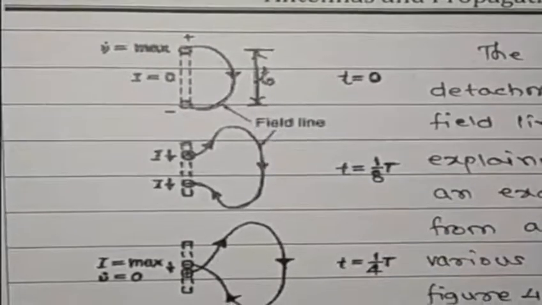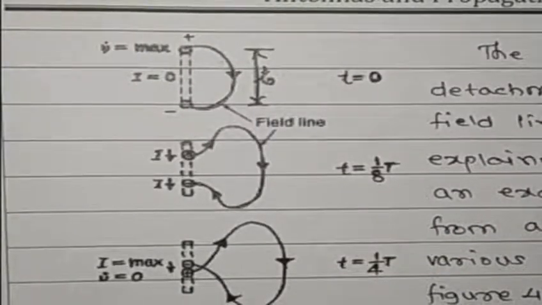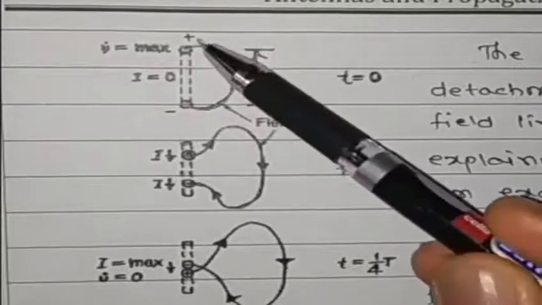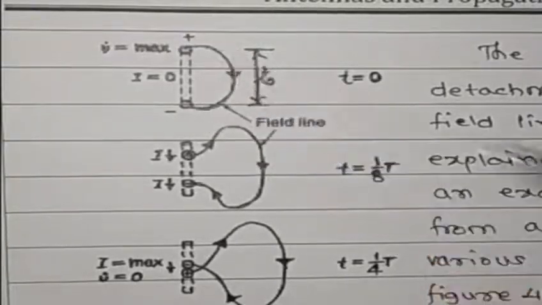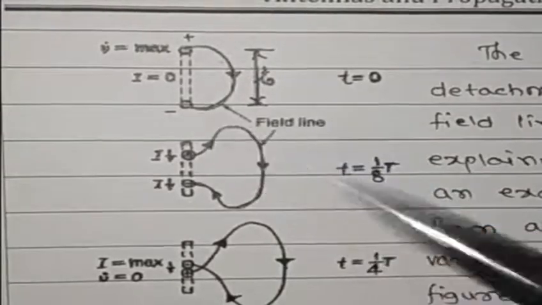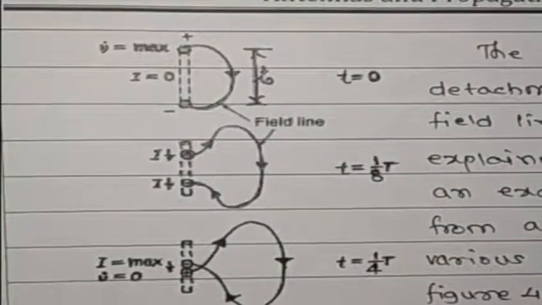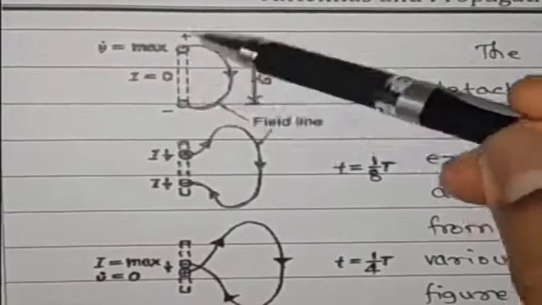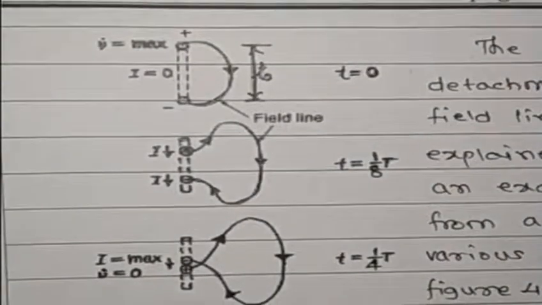We can see the mechanism of detachment of electric field lines of force explained with the help of this dipole antenna. So let us consider that the dipole has two charged particles and they are opposite. The field line originates on positive and ends on negative, and the separation, or you can say the length of this dipole, is L.